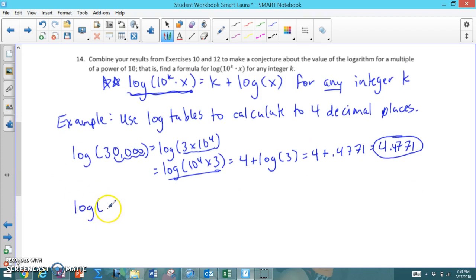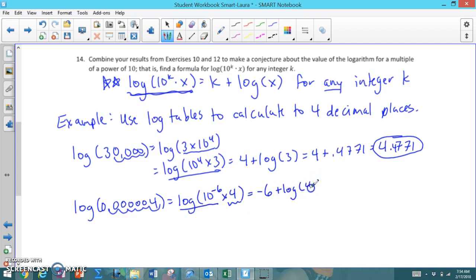Log of 0.000004. Okay. So if I have log of 0.000004, again, my first job is to rewrite it in scientific notation. Well, I'm going to put 10 to some power first, and it's 1, 2, 3, 4, 5, 6. So I moved it 6 to the right, so it's 10 to the negative 6 times 4. So I now know I'm going to have negative 6, because that's what this gives me, plus the log of the second number, so log of 4. My final answer would be negative 6 plus.